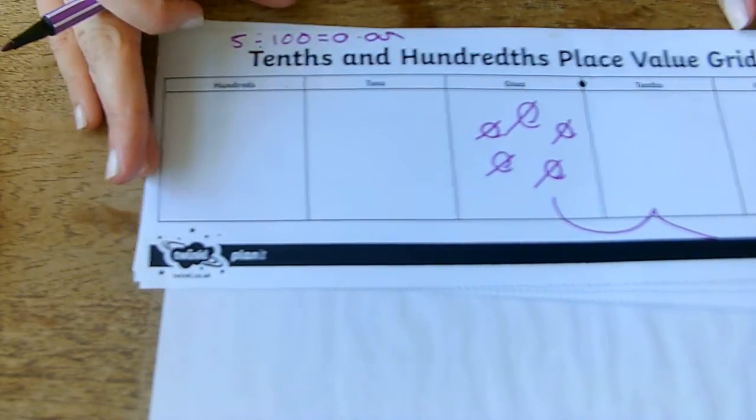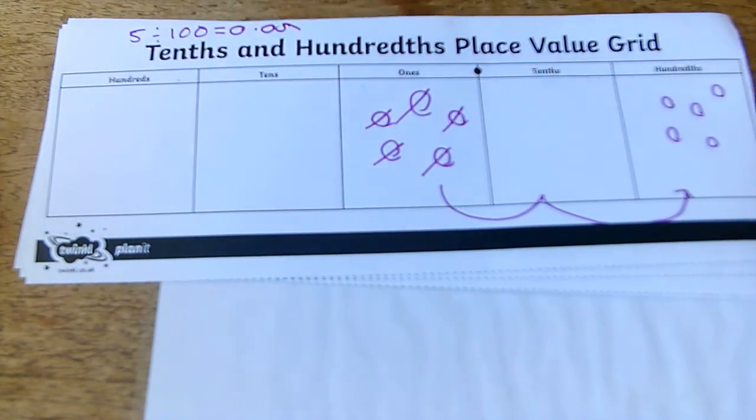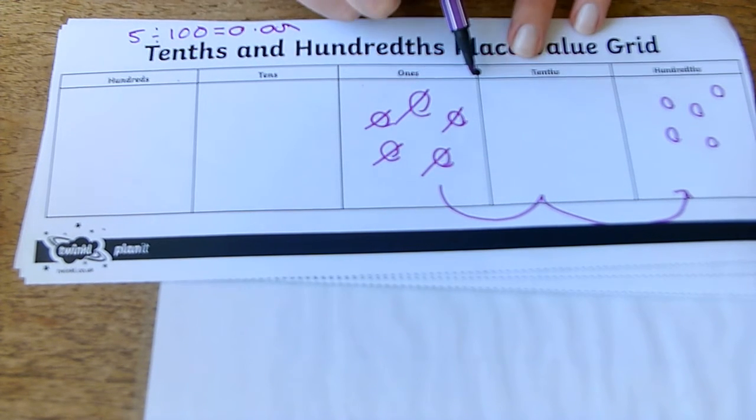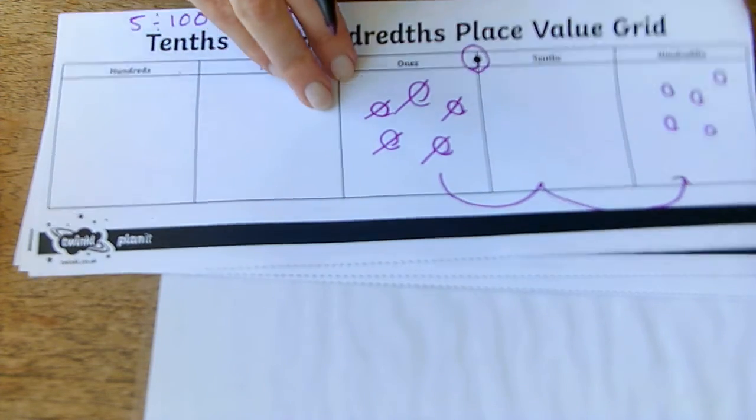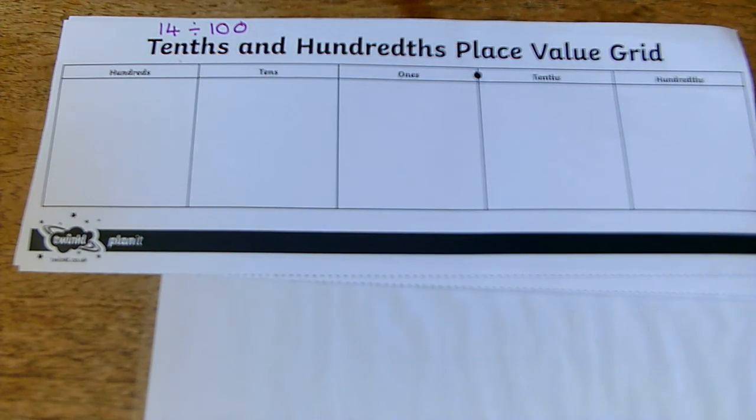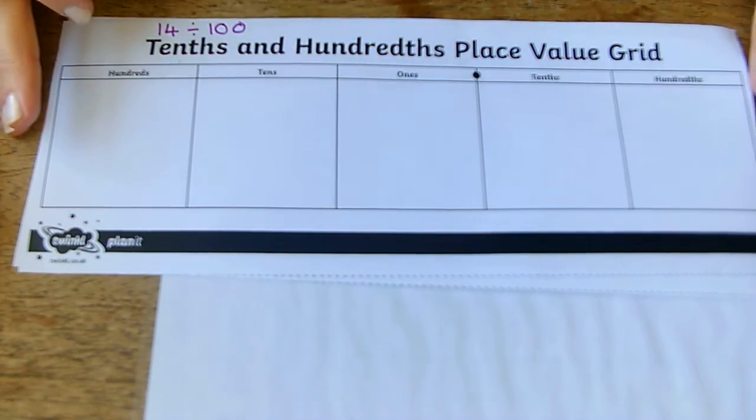0 ones, 0 tenths, and 5 hundredths. And the decimal point, you must remember the decimal point. Okay, fantastic. So that was dividing 1-digit numbers by 10.